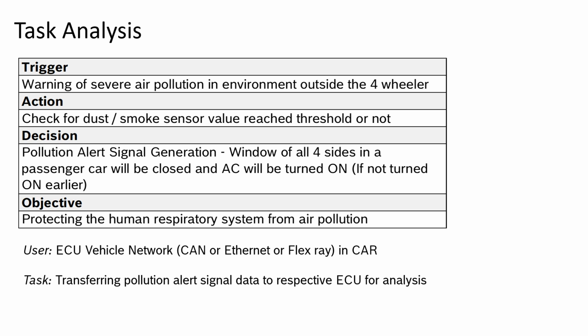So what is the action? Our ECU will be connected to two external sensors, dust and smoke, and those sensors will be sending the raw values to our ECU during runtime, and our ECU will be receiving them all the time. It will be checking for the threshold values, that is, when the threshold is reached and the pollution content is more than expected. The decision we take is the pollution alert signal generation, which is the output of our ECU. When this signal is set, all the windows of our car will be closed if they are open, and the AC will also be turned on if it was not turned on earlier. So this is the task flow.